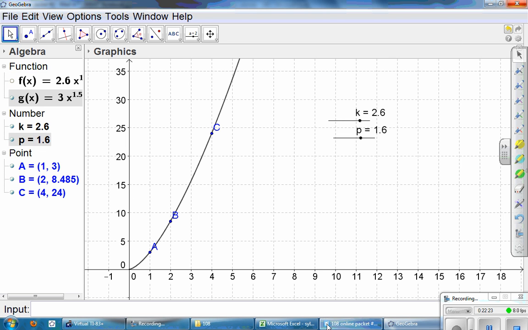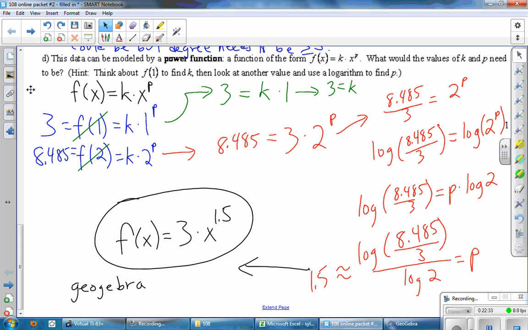Okay, so that was just a little quick intro to some GeoGebra stuff. I encourage you to play around. If you've got ideas you want to explore in our class, GeoGebra might be a great place to explore. The software is completely free.